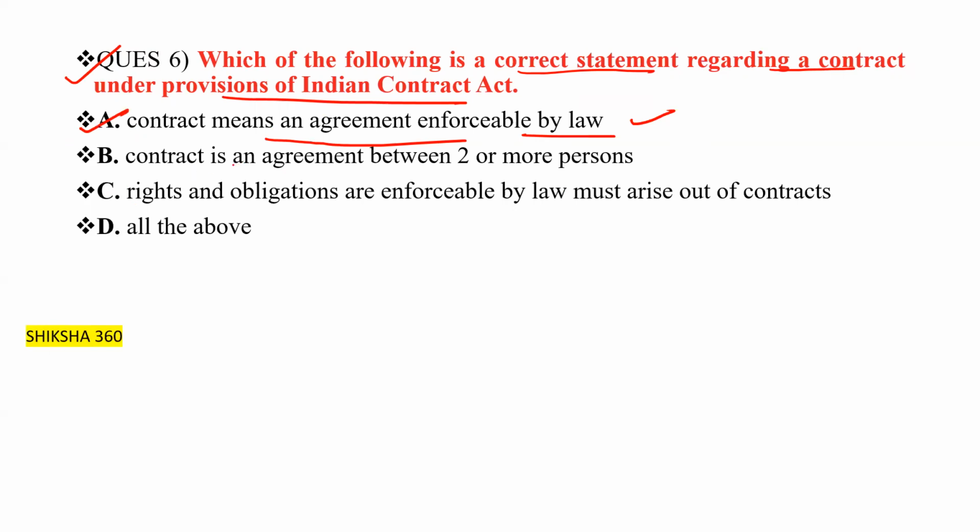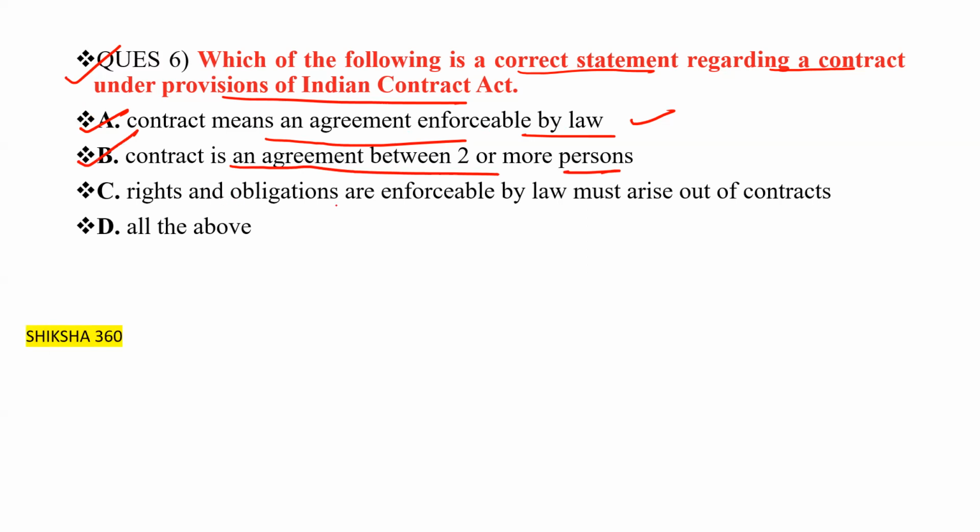Second one, a contract is an agreement between two or more persons. There is nothing mentioned that a contract can be made only between two persons. There is no such condition. So it is an agreement between two or more persons. This one is also correct.